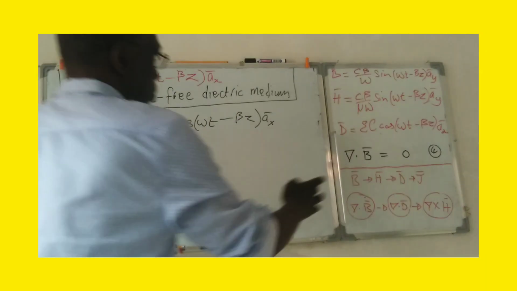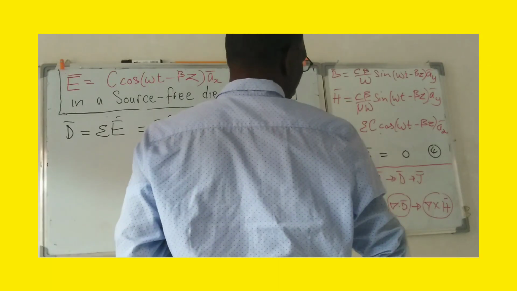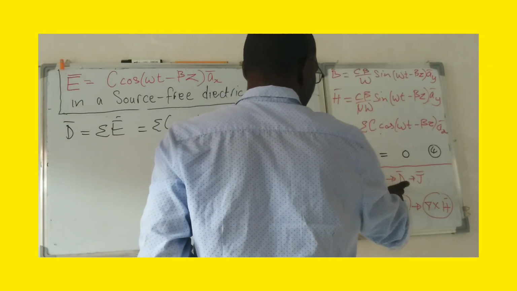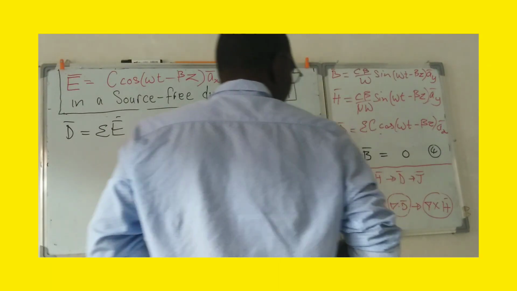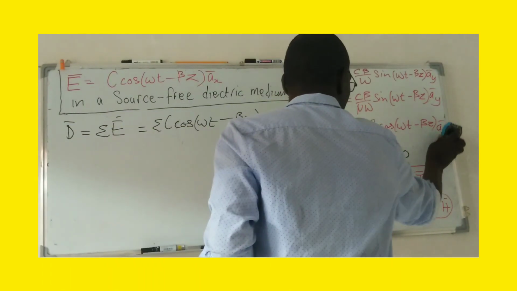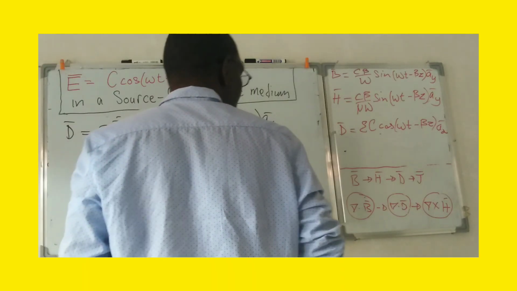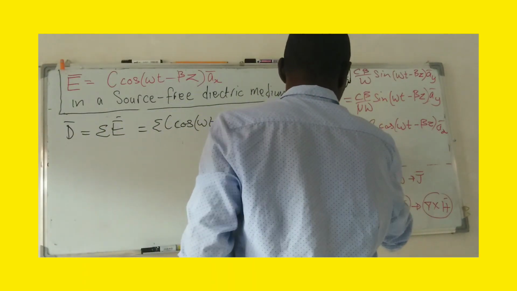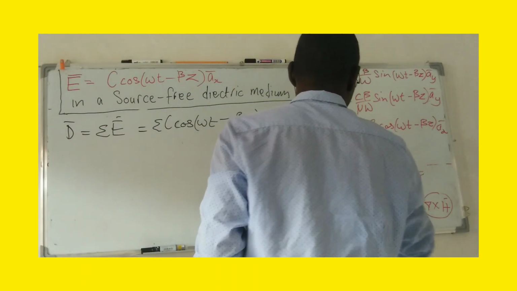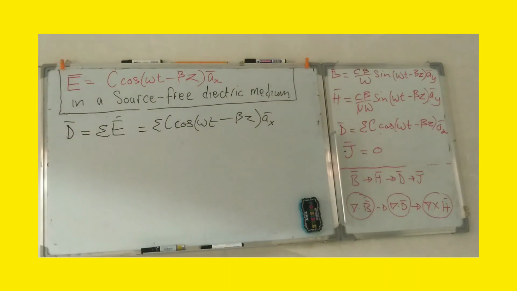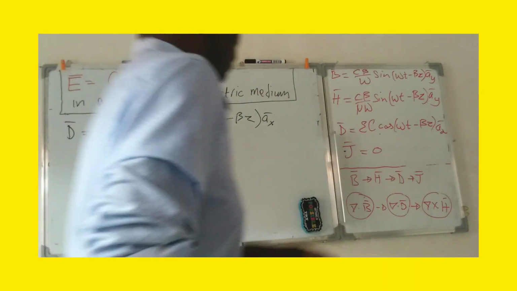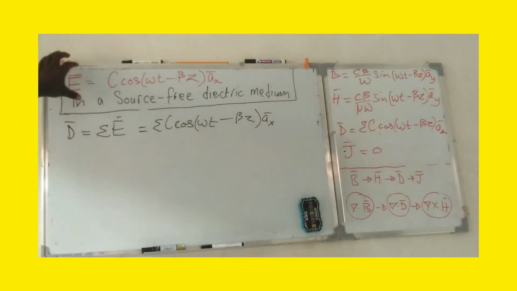So we've got our B, we've got our H, we've got our D, and our J we have discovered is equal to 0. So let's just note it there to keep us in remembrance. We're going to write J is equal to 0. Now, what is left? We have found all the fields associated with this field here.